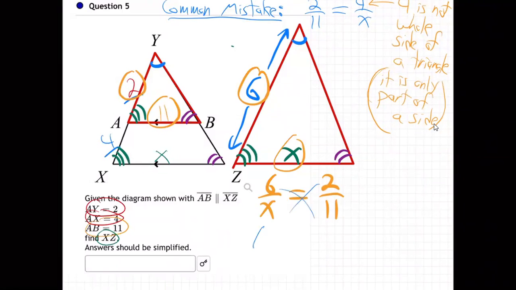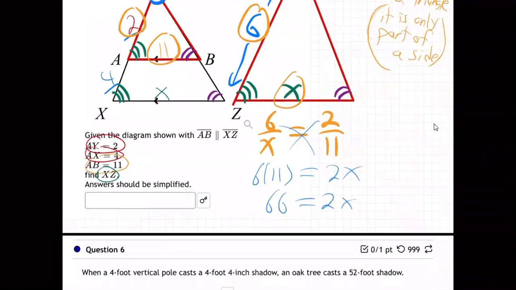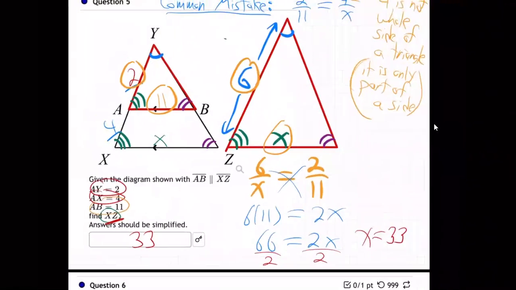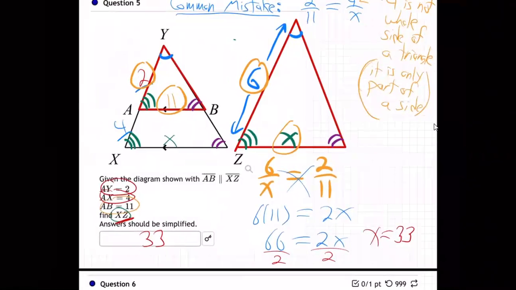Cross multiply. 6 times 11 is X times 2. If that bugs you, you can just write 2X. That's 66 is 2X. Last step, divide by 2. So X is 33. And that's what they wanted, XZ, which is X. So watch out, draw the whole triangle, and that way you get the whole side 6 instead of accidentally using the 4.